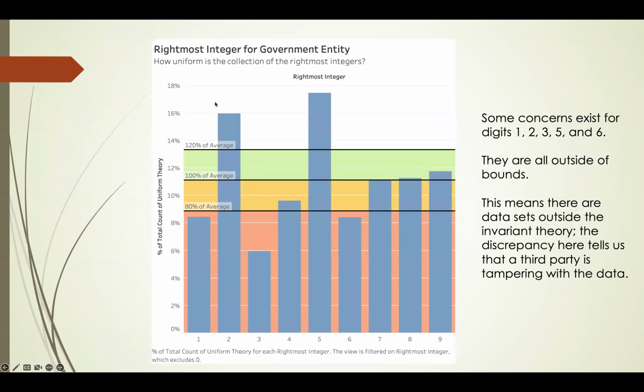And this chart is the rightmost integer for the government entity. We can see some concerns exist for digits 1, 2, 3, 5, and 6. They are all outside the boundaries, and this means these data sets are outside the invariant theory. The discrepancy here tells us a third party may be tampering with the data.